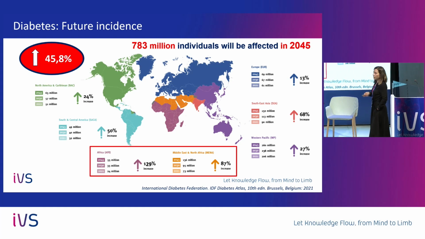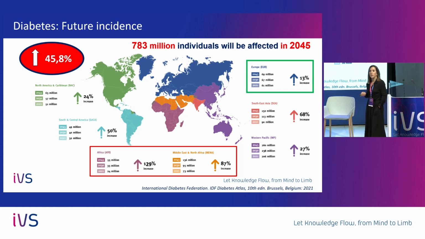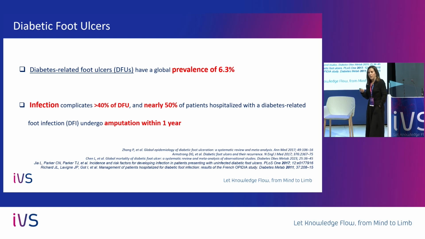If we look at how the increase is going to be, it will be very high in all of Africa and the Middle East, but in Europe we are going to see a 13% increase. So we must be prepared, well informed and trained, because this is going to get worse in the future. Diabetes-related foot ulcers have a global prevalence of 6.3%.